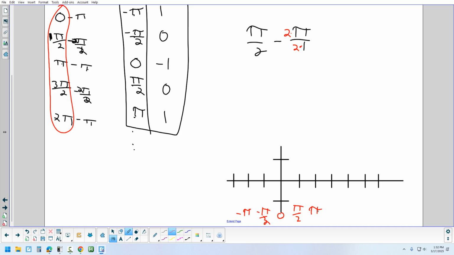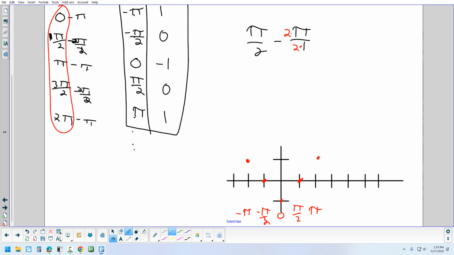Okay, what's the highest that we need to go? 1. Lowest? Negative 1. So I don't need to label it. If I'm going to go by ones, I generally don't label it. So negative pi, I'm at 1. Negative pi over 2, 0. 0, negative 1. Pi over 2, 0. And the last one is pi, and you're up at 1.